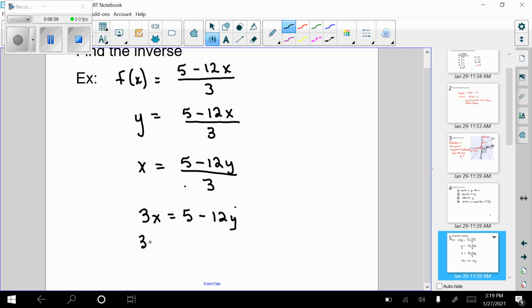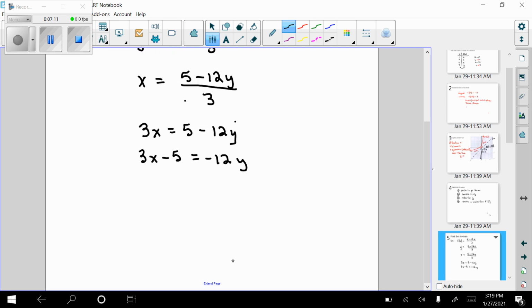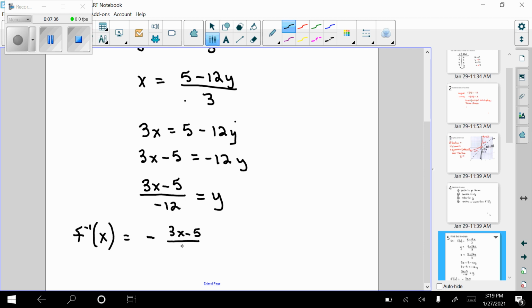Subtract your 5. And divide both sides by negative 12. So I can have 3x minus 5 over negative 12 equals y. So I can have a few different forms of this. I could have f inverse of x equals, and I can put the negative sign even. Which is probably the best way to do it.